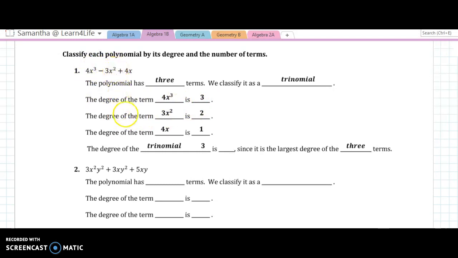It's the exponent on the x. The degree of the third term is 1. There's an invisible 1 in the exponent of that x. The degree of the trinomial is 3, since it is the largest degree of the 3 terms. So that looks weird, so I'm just going to erase that. That's supposed to go there.